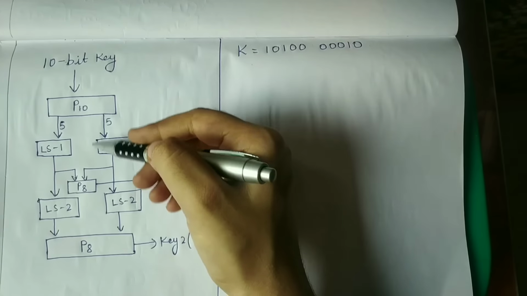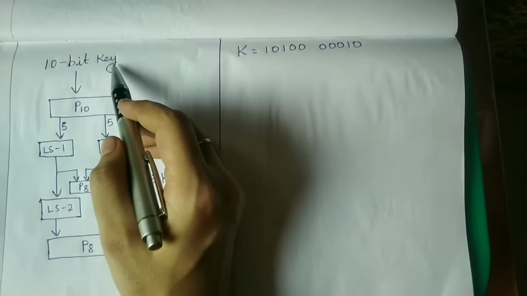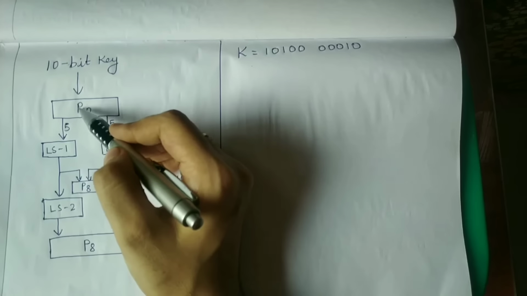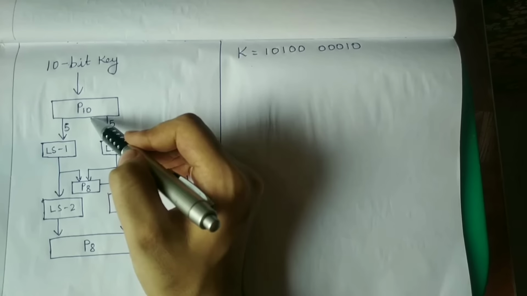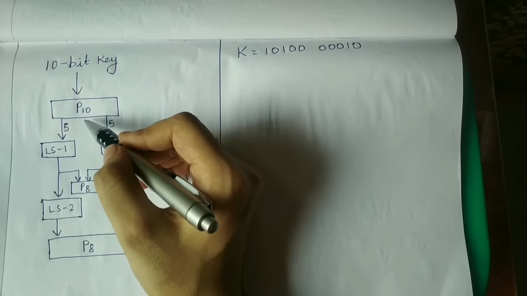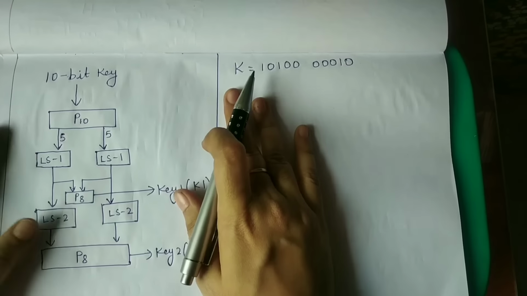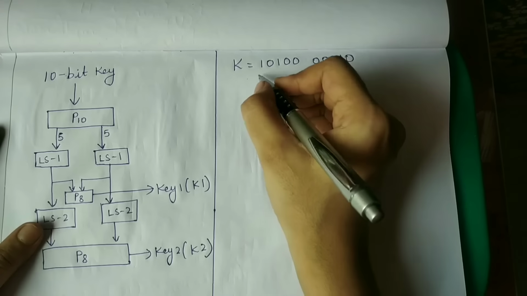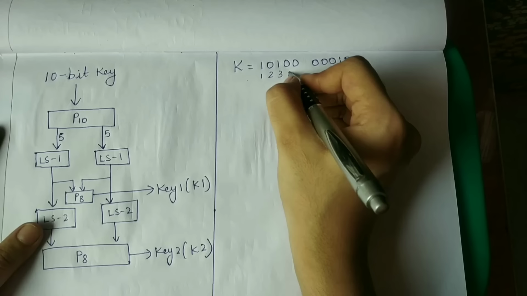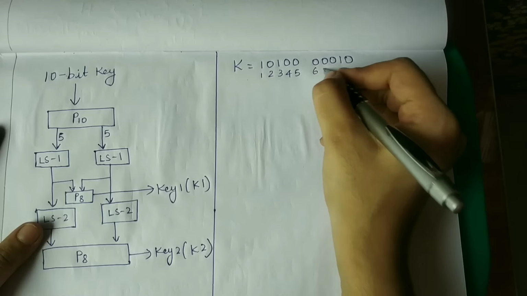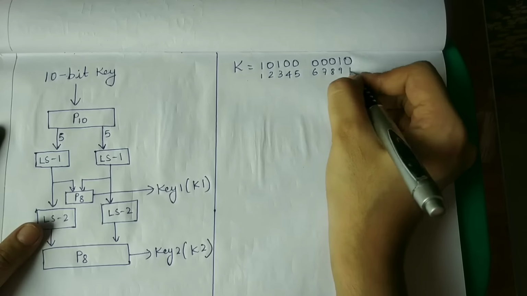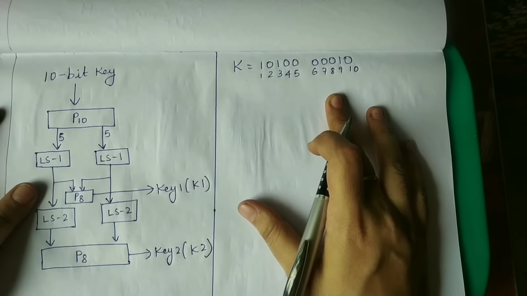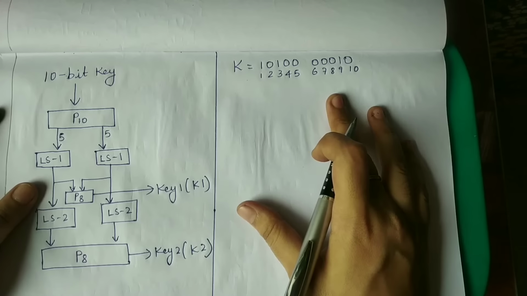So here if you look at this flow, a 10-bit key is given. So this 10-bit key we are going to permutate using P10. So this is our first step. So first let us number this key starting from 1. 1, 2, 3, 4, 5, 6, 7, 8, 9 and 10. Now let us look at the P10 input and output given in the question.